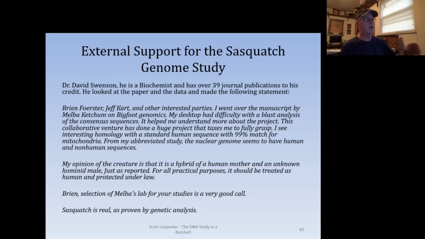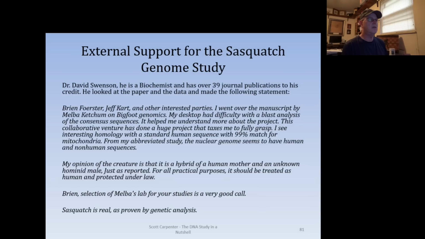Ketchum's work for Brian Forster and these other people. It says, Brian Forster, Jeff Cart, and other interested parties. I went over the manuscript by Melba Ketchum on Bigfoot genomics. My desktop had difficulty with the blast analysis of the consistent sequences. It helped me to understand more about the project. This collaborative venture has done a huge project that taxes me to fully grasp.